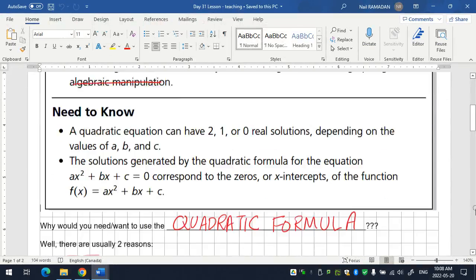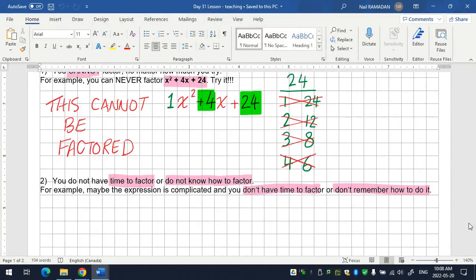So I'm going to show you basically the. So I want you to underline this and underline that.